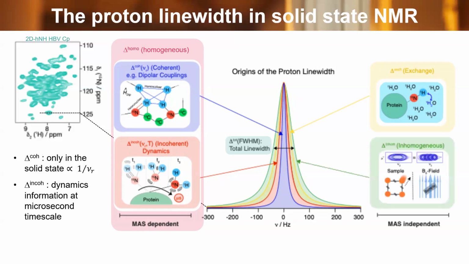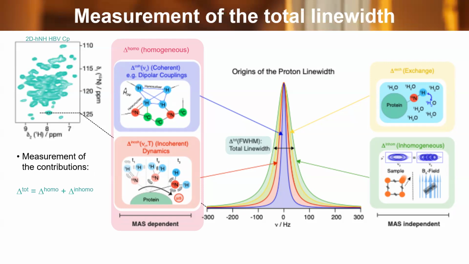And finally, you have the last contribution, which is the inhomogeneous contribution, which comes from sample inhomogeneity or magnetic field inhomogeneity. So it's independent of the MAS. And you can improve it by better sample preparation, or by probe design or shimming. So now the question is, how can you measure all of these line widths or contributions? The total line width is the full width at half maximum.